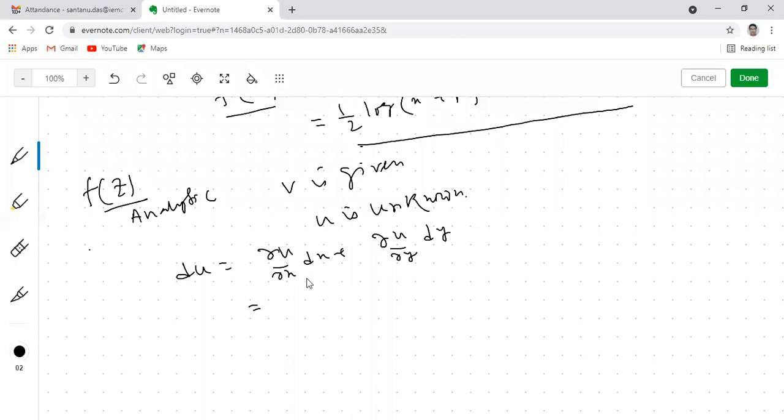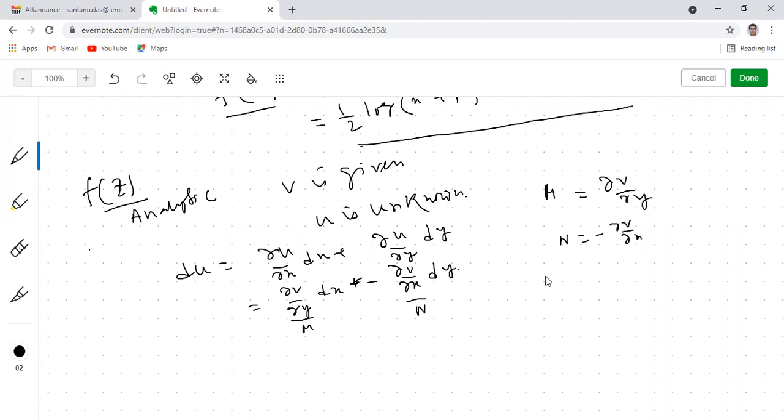So ∂u/∂x will be ∂v/∂y, and ∂u/∂y is actually minus ∂v/∂x. So now again it will be an exact differential equation because of M and N. So here M is ∂v/∂y and N is minus ∂v/∂x. So ∂M/∂y will be ∂²v/∂y². Now ∂N/∂x will be minus ∂²v/∂x².